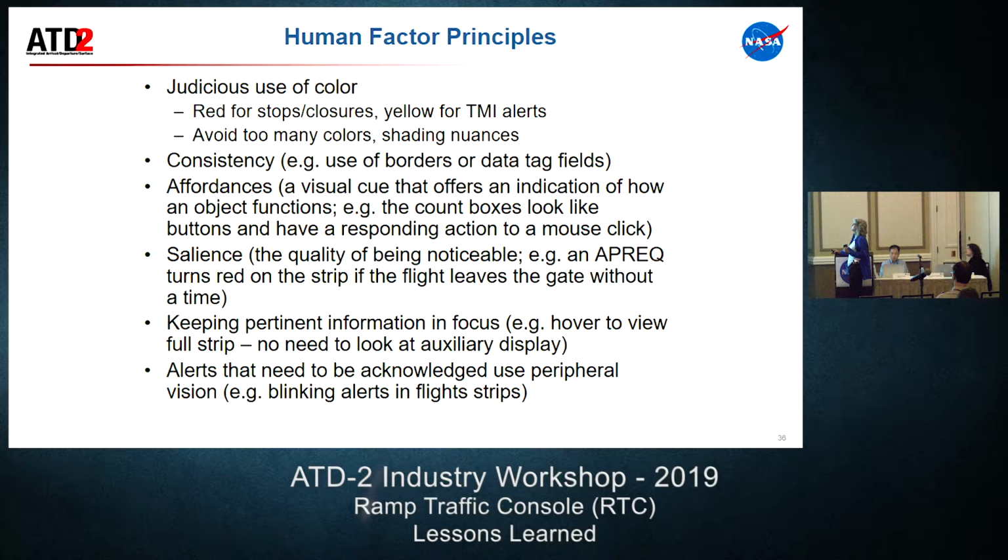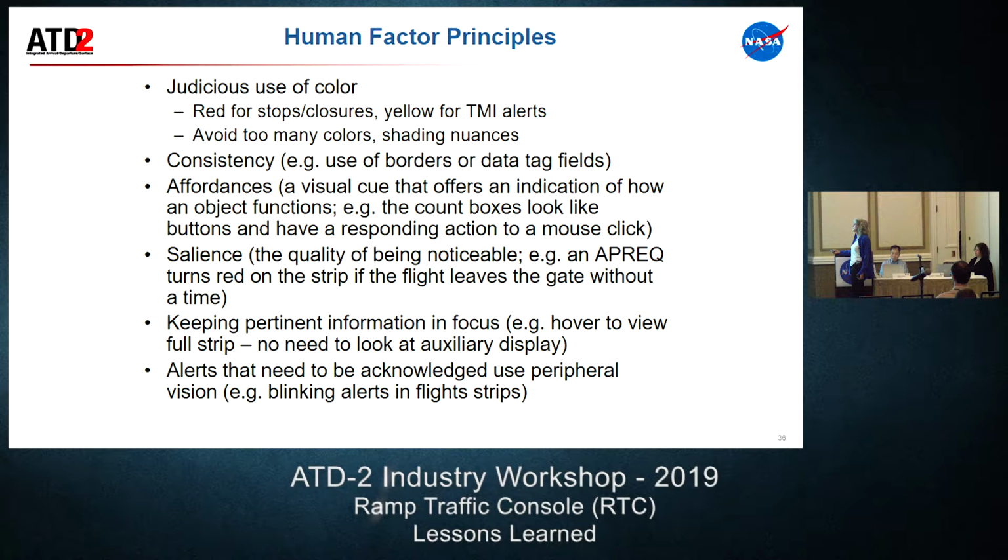An affordance is a human factors term. It means a visual cue that offers an indication of how an object functions. And so the count boxes at the bottom right of the RTC display that you can click on to open the count list are an example of an affordance. Those boxes look like buttons, and when you click on them, they behave like buttons because an action happens when you click on them. So that's a use of the human factors affordance.